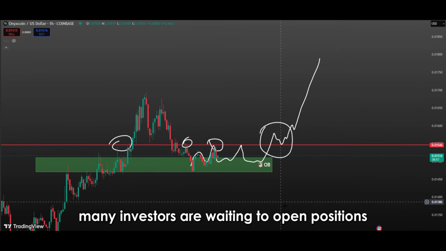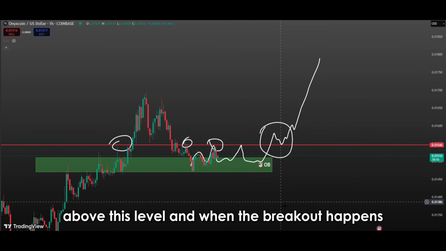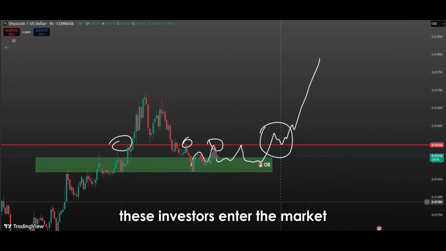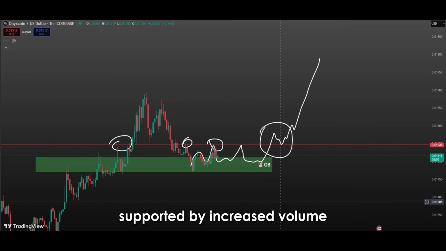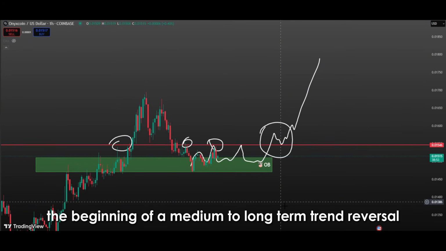Many investors are waiting to open positions above this level, and when the breakout happens, these investors enter the market, potentially resulting in a sharp upward move supported by increased volume. Moreover, breaking this level may not only signal a short-term move, but also the beginning of a medium to long-term trend reversal.